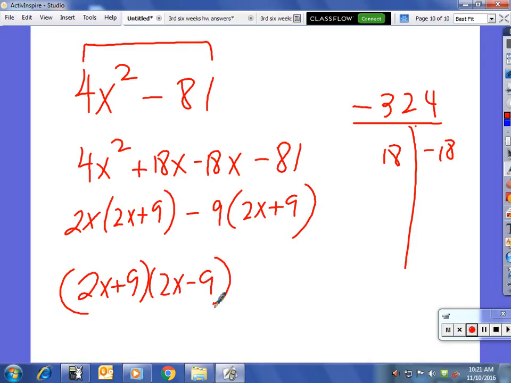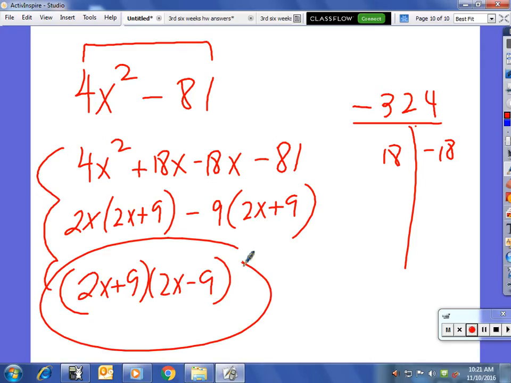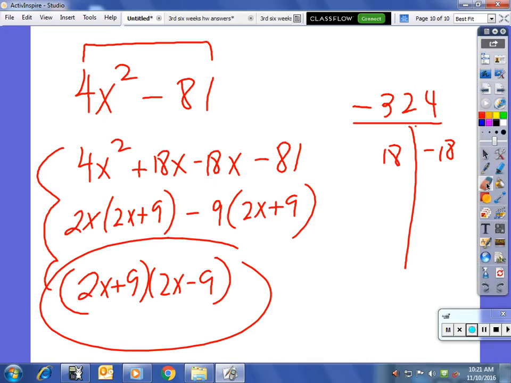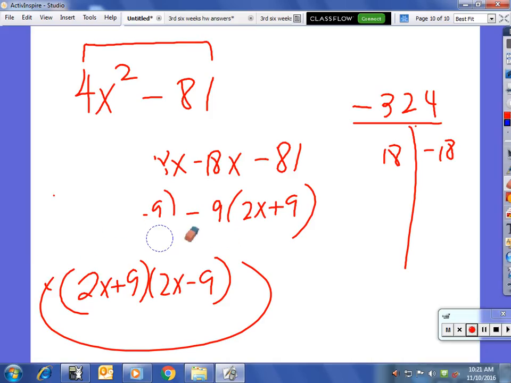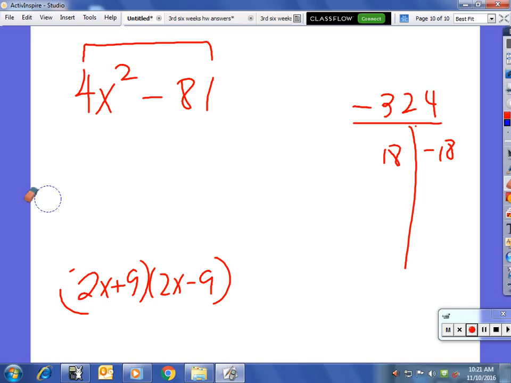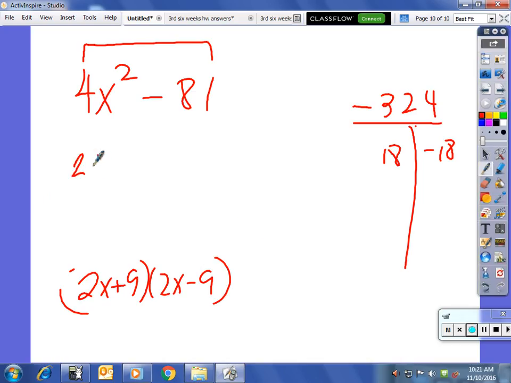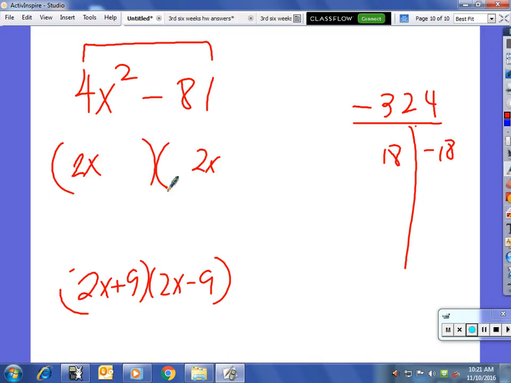But guess what? I'm not going to make you do all this. All you've got to do is, if you've got two perfect squares, just take the square root of each term and put one with a plus and one with a minus. 4x squared is a perfect square. X squared is and 4 is. What's the square root of 4x squared? 2x. 2x times 2x gives you 4x squared. What's the square root of 81? 9. Make sure you put a plus on one and a minus on one, and you're done.